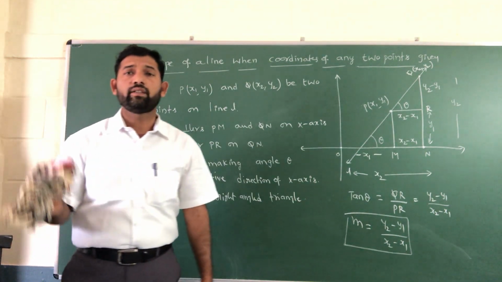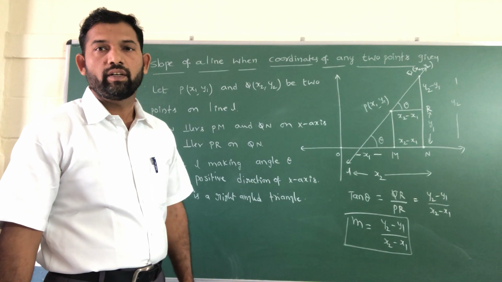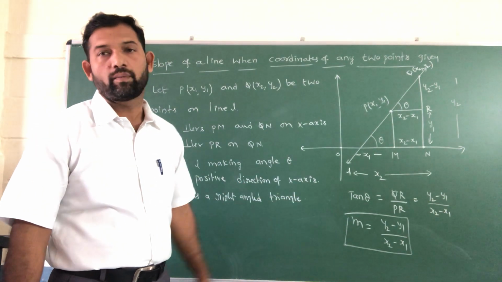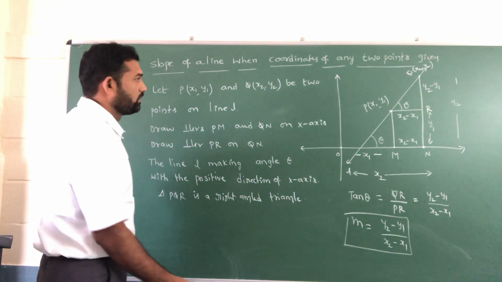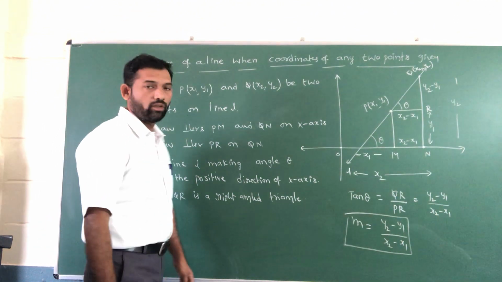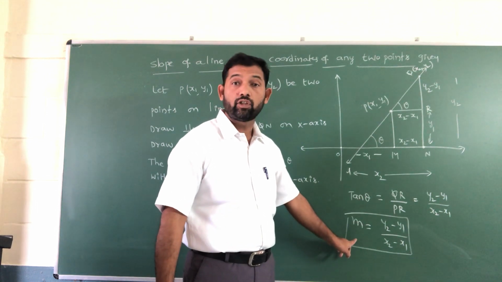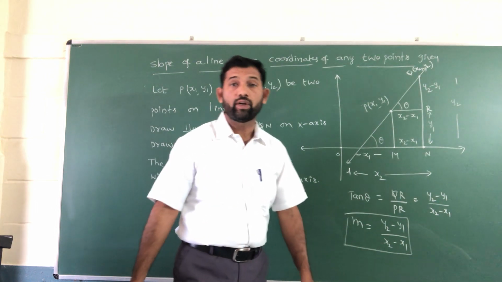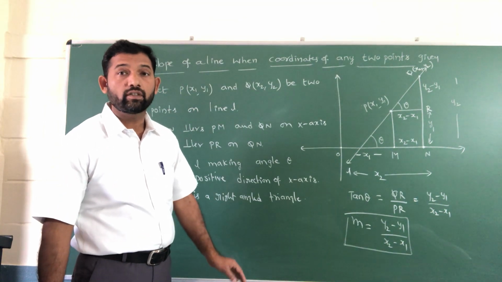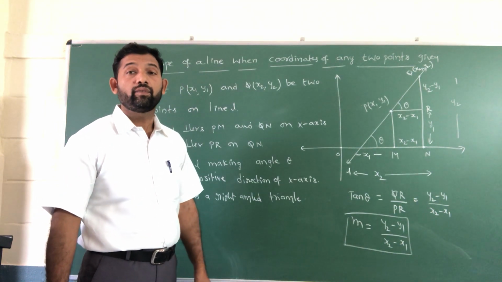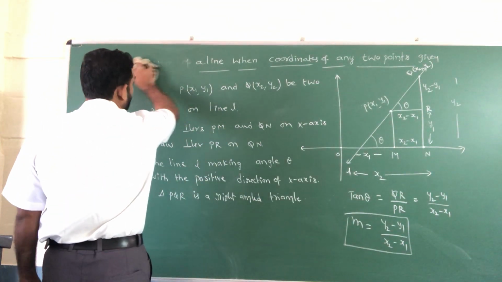In clockwise or anti-clockwise direction, the same formula. No doubt. So tan theta means slope, and slope is denoted by m. So m is equal to y2 minus y1 by x2 minus x1. That is the slope of the line if two points are given.